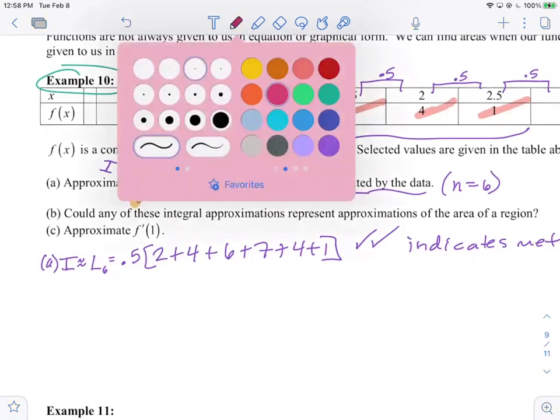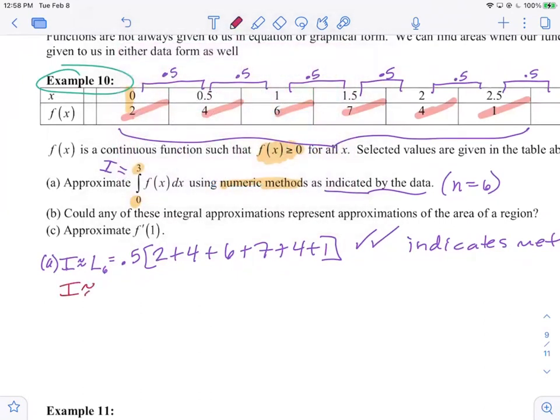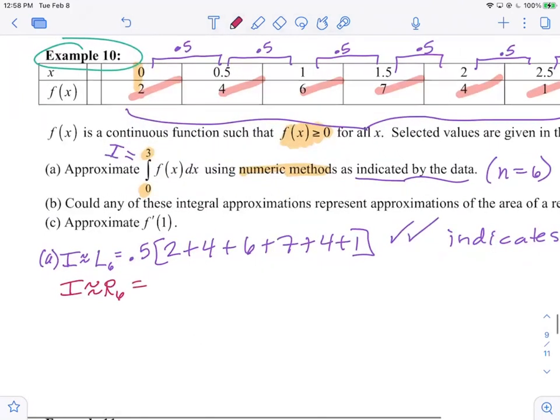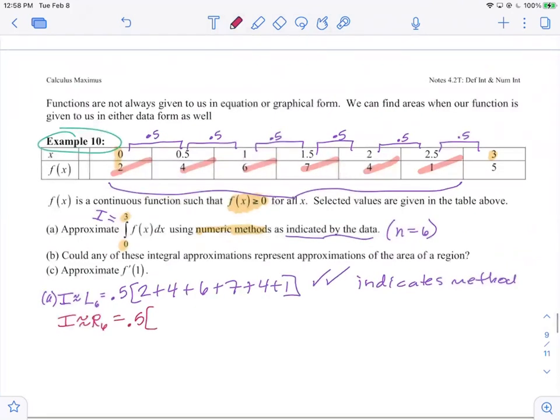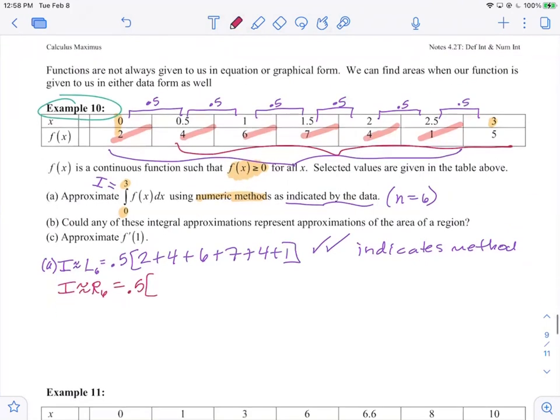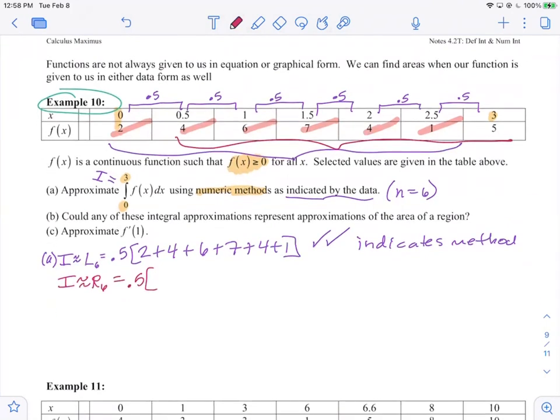The next one, we'll do the integral as approximated by r sub 6, which is going to again be delta x factored out. But now I'm going to add up the last 6 y values and skip the first. So that's what I like to write left justified. So I'm going to skip the 2 and then go from left to right. 4 plus 6 plus 7 plus 4 plus 1 plus 5.